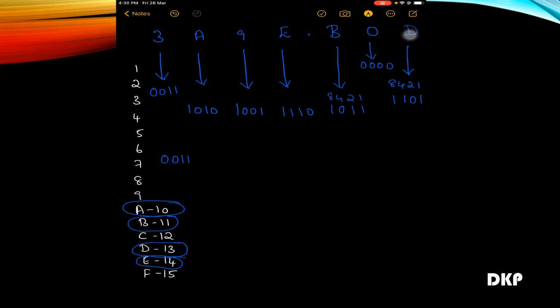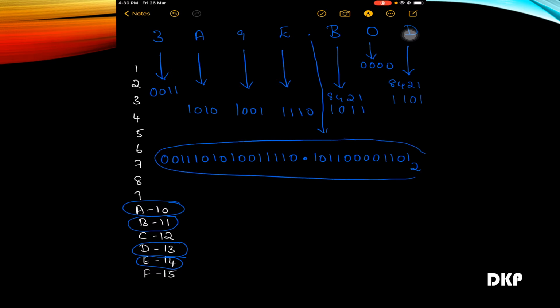0011 1010 1001. Then 1110. Then don't miss this binary point. Write this point here. Then 1011, 0000110101 to the base 2. So this is the result.